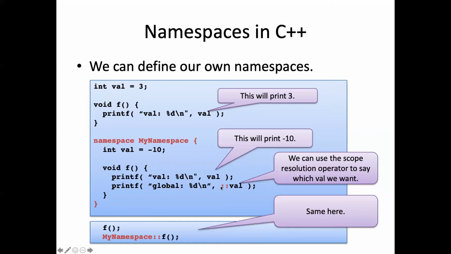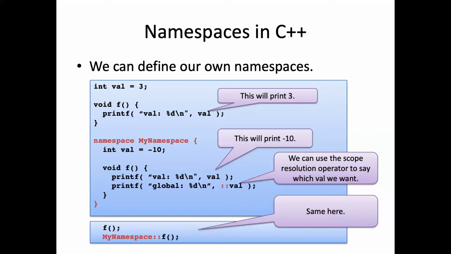This is a little weird, but if you don't put anything to the left of the scope resolution operator, you're going to get stuff defined in the global scope, or not in any namespace. So this will print out 3. I'm getting the val variable defined at the global scope. So this is really all the syntax you need to define and use namespaces.